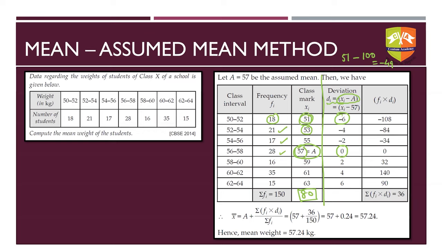So if you have to do manual calculations, it makes so much sense that instead of multiplying 51 to 18, if I multiply minus 6 to 18, it's a much easier calculation. And obviously, if it is easier, relatively lesser intensity, errors will also be lesser. Imagine some 50 years back, there was no calculator or computer. Or even if it was there, it was not that ubiquitous. Not everyone could afford it.